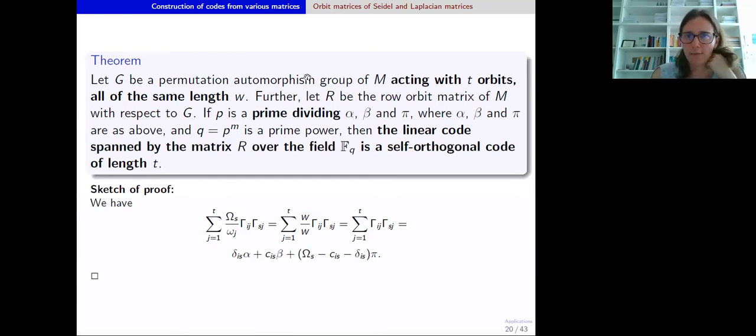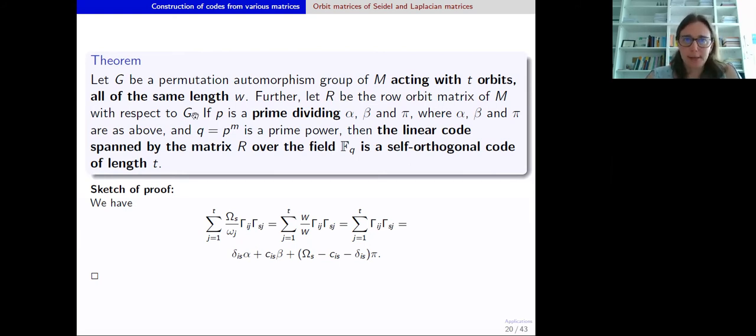So always have in mind that this is not any integer matrix. It must be one of these three matrices. And this group acts in a way that it is producing T orbits on rows and columns, which are all of the same length. Okay, if you take R to be the row orbit matrix of M with respect to G, so you can build the row orbit matrix.